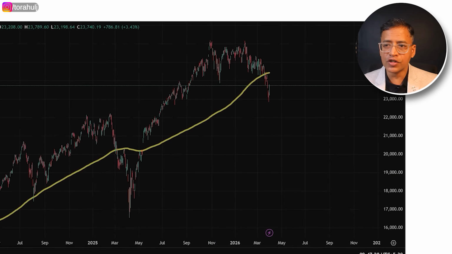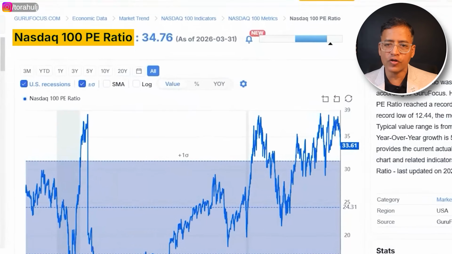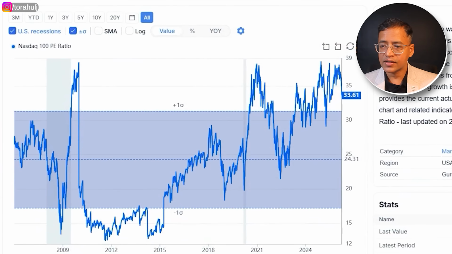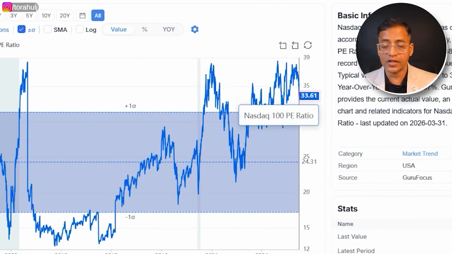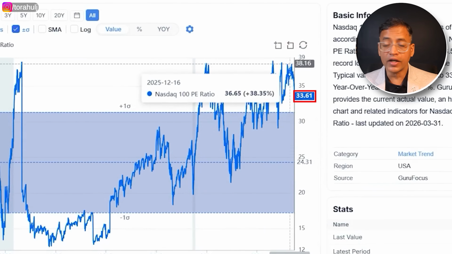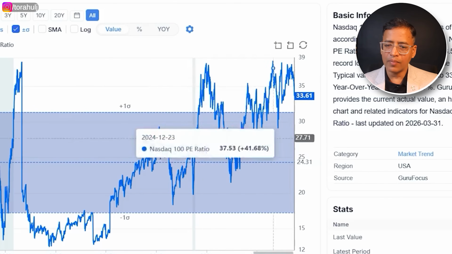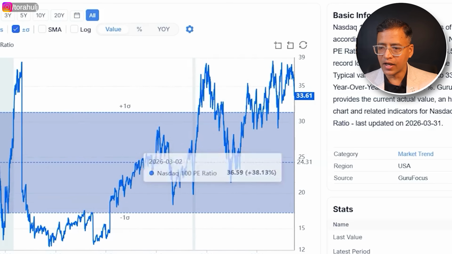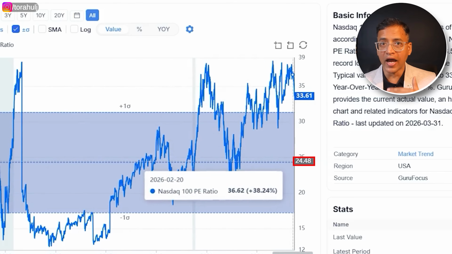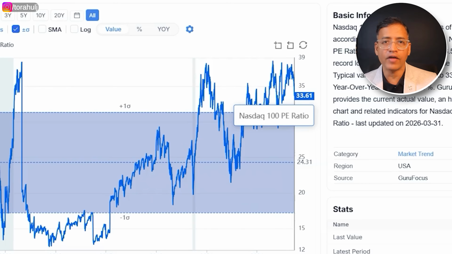Okay, that is on NDX. If I talk about the valuations, for example, the PE ratio of Nasdaq 100, it has seen some pullback to around 33.61. Highest has been around 38.16. So it has seen some correction. But if you look at the mean, if you go back to last few years of data, mean is at around 24. So from that valuation perspective, it's still very, very high.